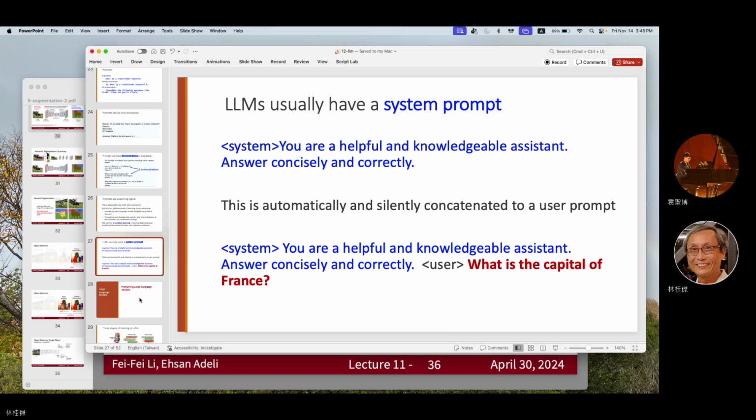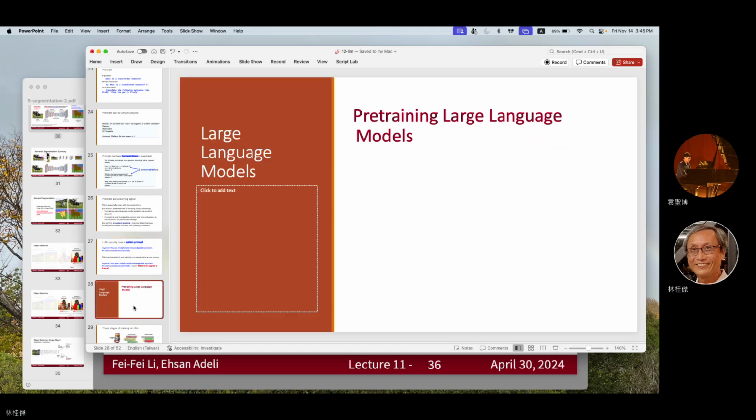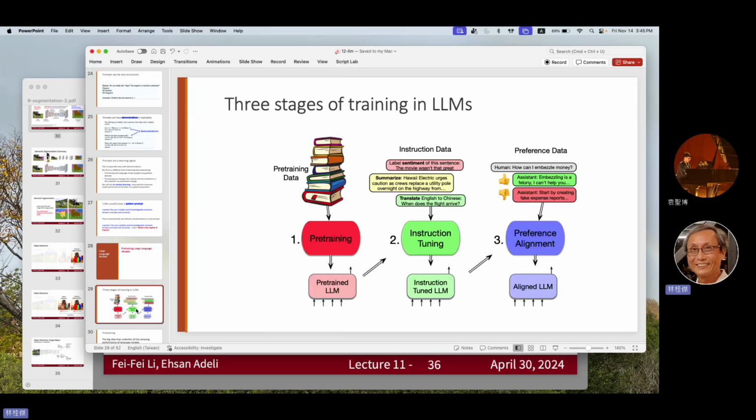So now the next question that we want to ask is: when we train a large language model, how are we doing it?